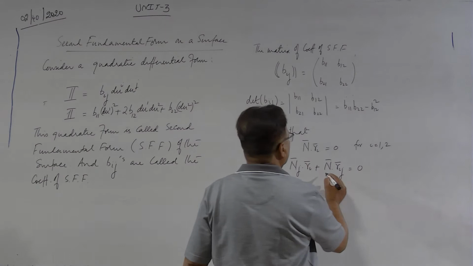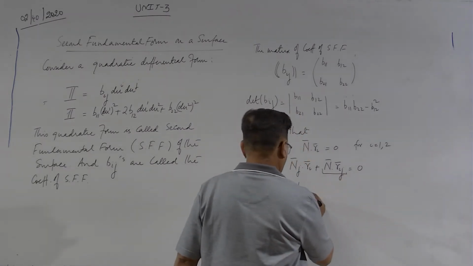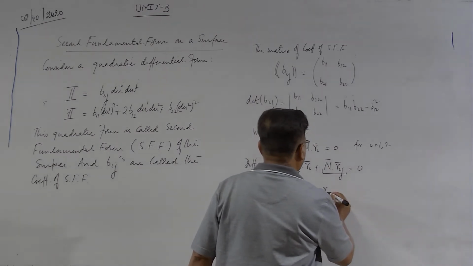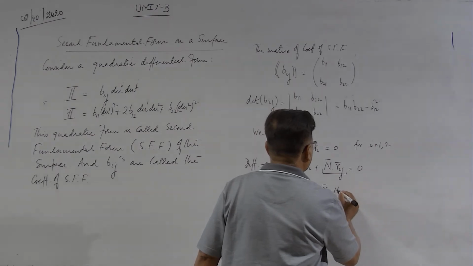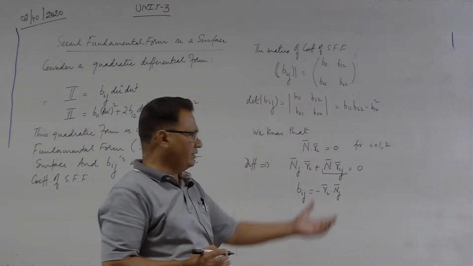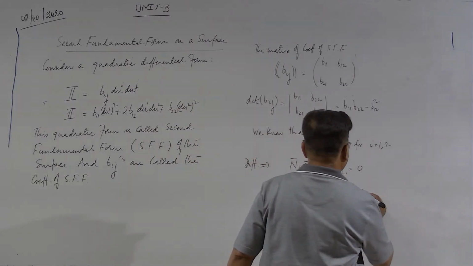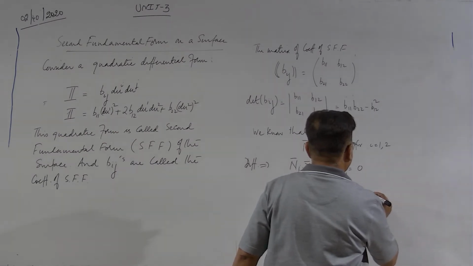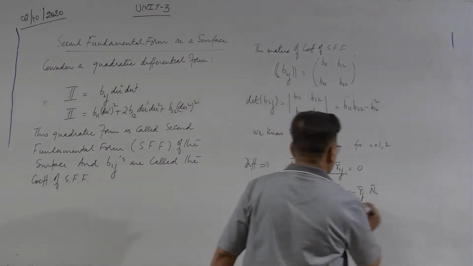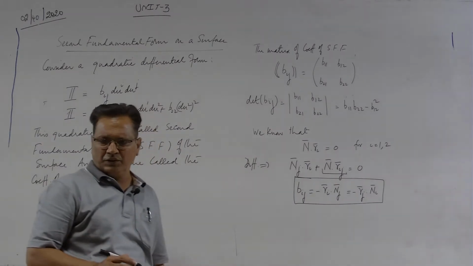So, what you get, this quantity is b i j. So, b i j from the above relation is equal to minus r i dot n j, and as b i j is symmetric in i and j, as you have noticed earlier, this is the same as minus r j dot n i. So, one can write this as a definition of b i j sometimes.